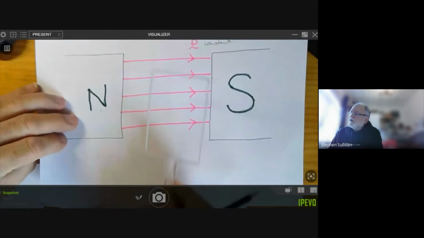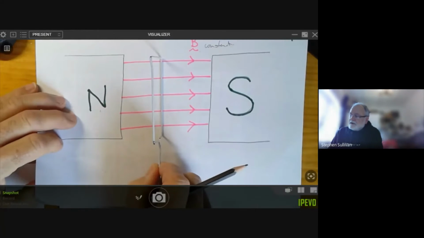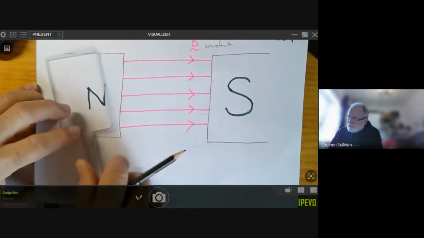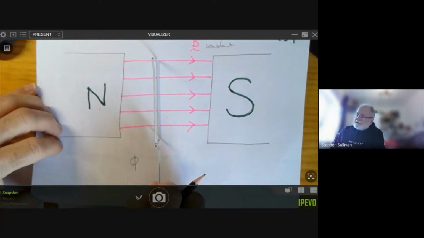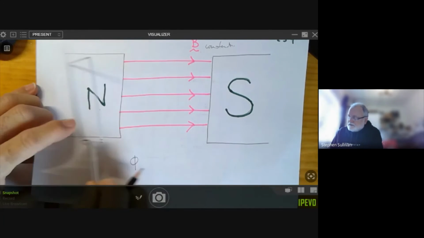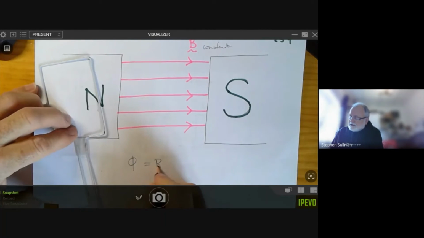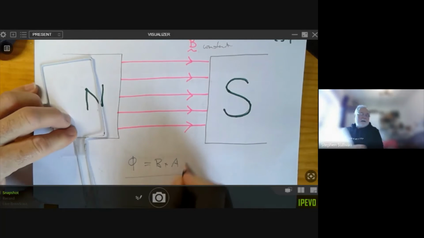Magnetic flux through my loop at this point is equal to B times A. My flux when my loop is at a right angle to the field is equal to B times the area of my loop. Okay, first point.